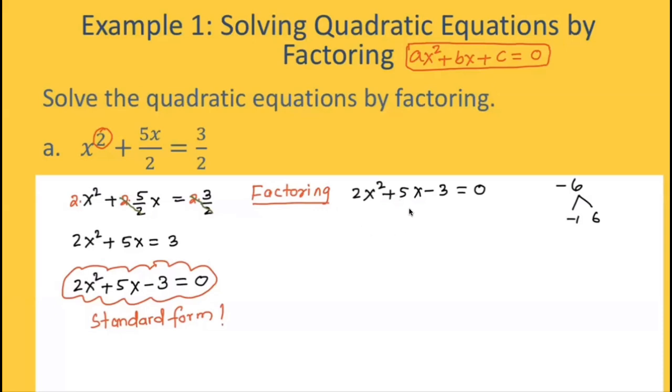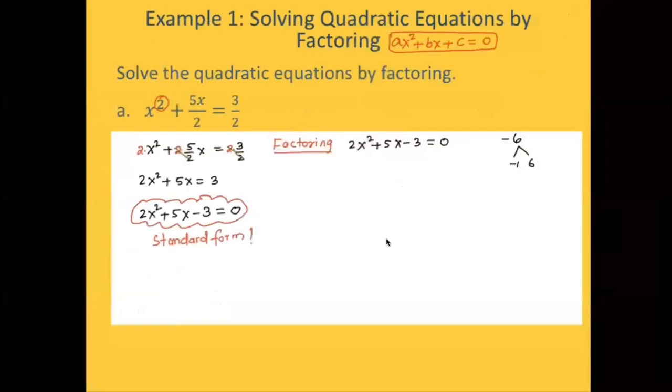Now, why do we need that? We need these two numbers because in the next step, we are not going to write plus 5x. We are going to write it as negative 1x plus 6x. That's why we need that, because we are factoring it.